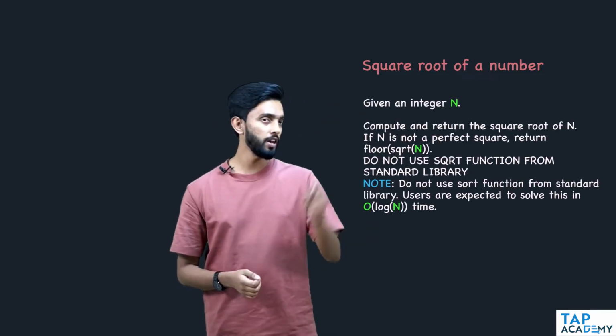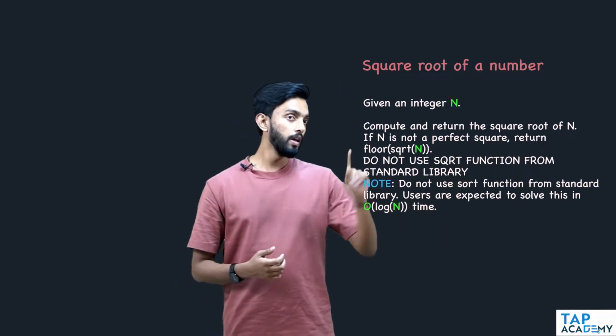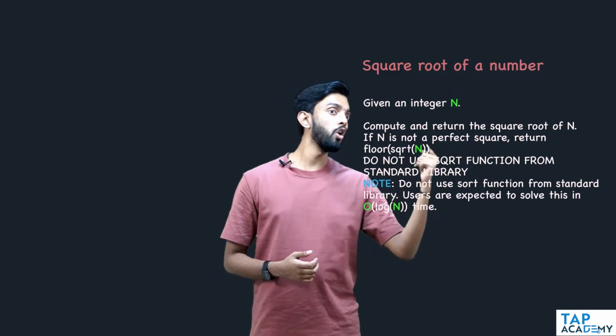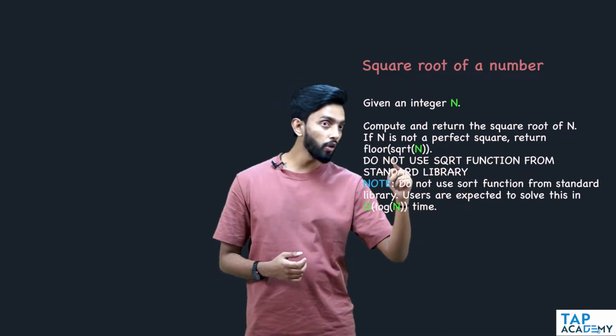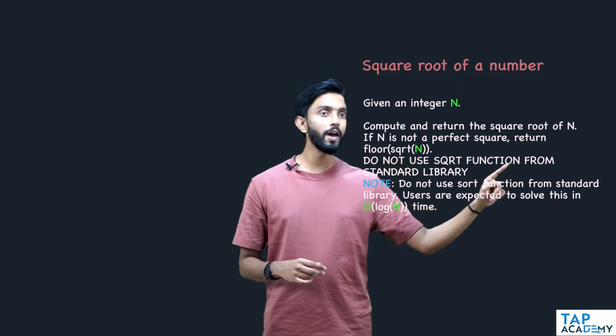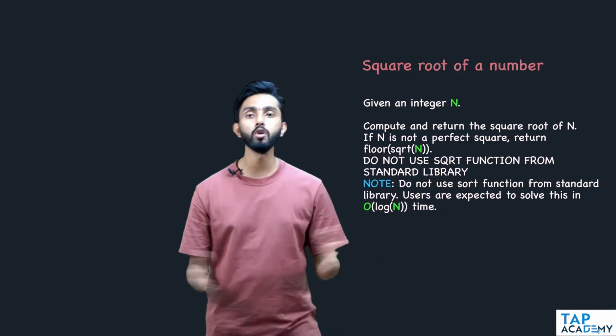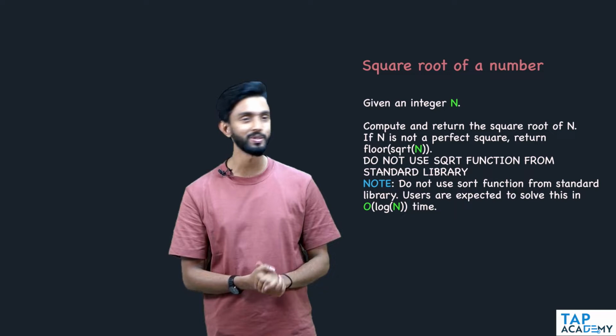You are given an integer n, you have to compute and return the square root of n. If n is not a perfect square, you must return the floor of the square root of n. What does this mean? We will see. Do not use the square root function from the standard library, because all languages come with a built-in square root function, which obviously you must not use, right?